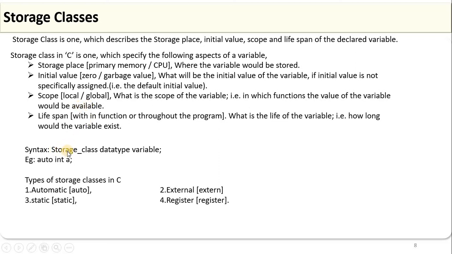Syntax is like this: storage class, data type, and variable. An example is like this: auto int a. There are 4 storage classes: automatic, the keyword is auto; external, the keyword is extern; third one is static, the keyword is static; fourth one is register, the keyword is register.